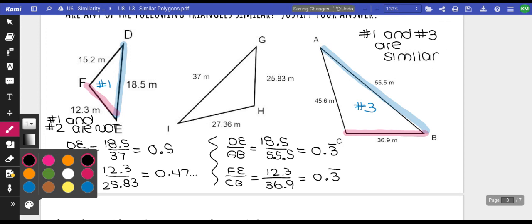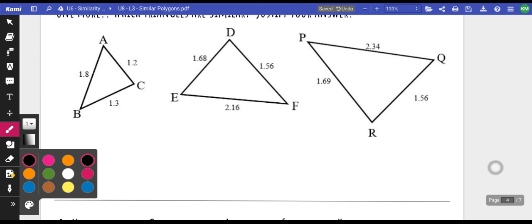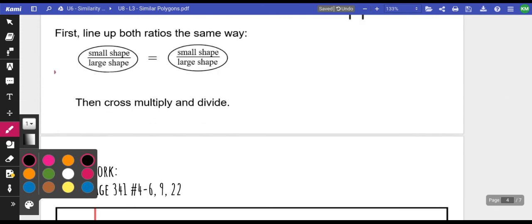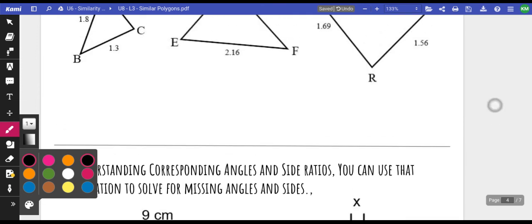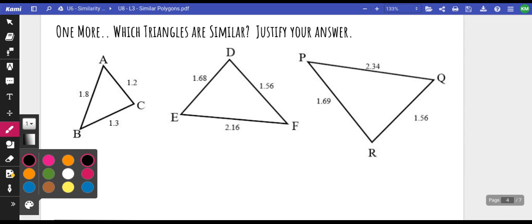Okay, flip the page. We're almost there today. 2 questions. I want you to try this now, showing your work, organizing your work. We have two similar triangles here. Your job is to prove to me that they are. We don't just guess. That's what justify your answer means.